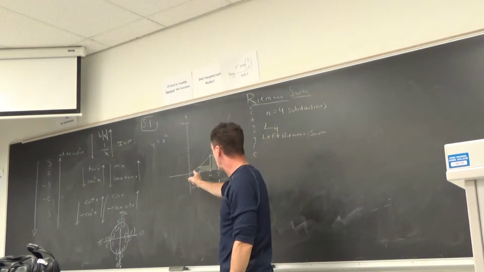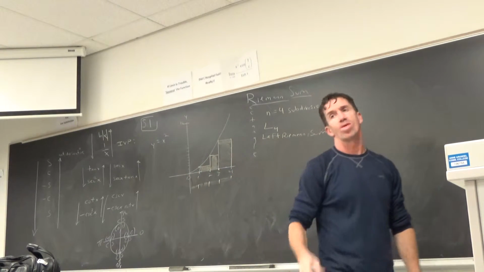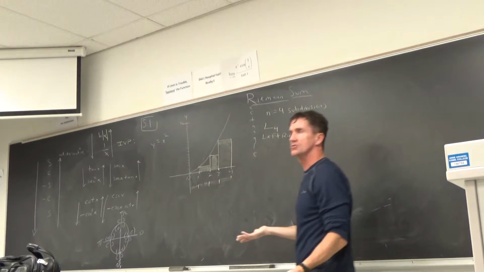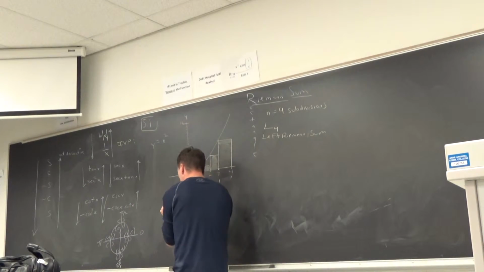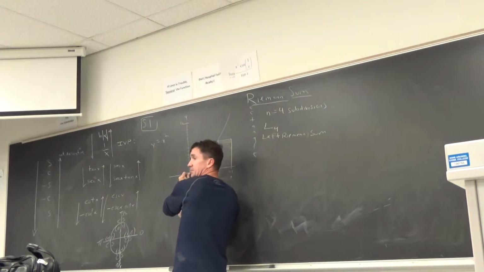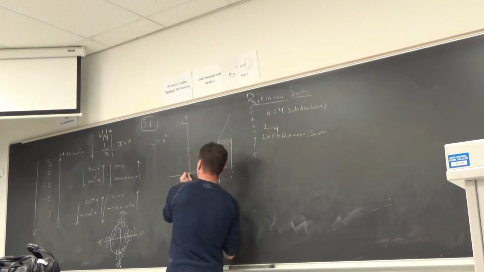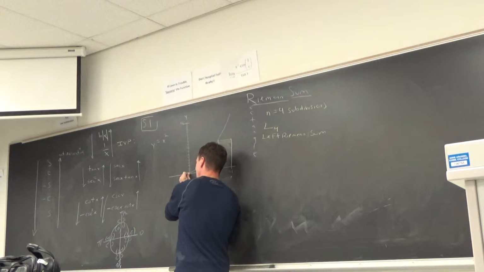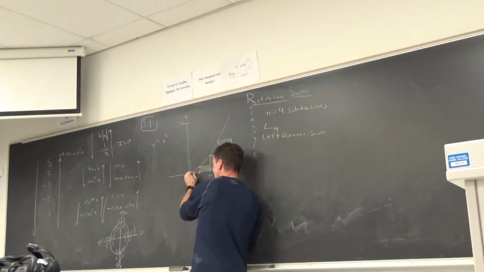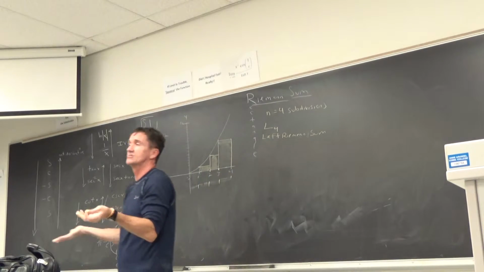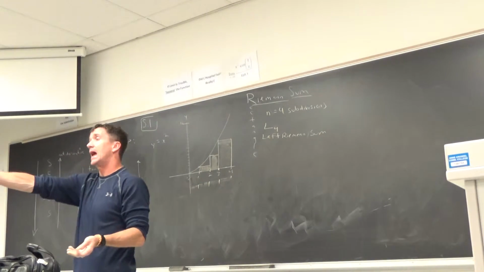Because something weird happens right here. You try to build your rectangle. You said the rule is left side. Okay, go to here. We're going to draw it, we're going to stop, we're going to hit the curve. Watch me do it. Oh. I can't, right? What's the height of this rectangle? 0. So that rectangle's area is going to be 0. So sometimes that happens.